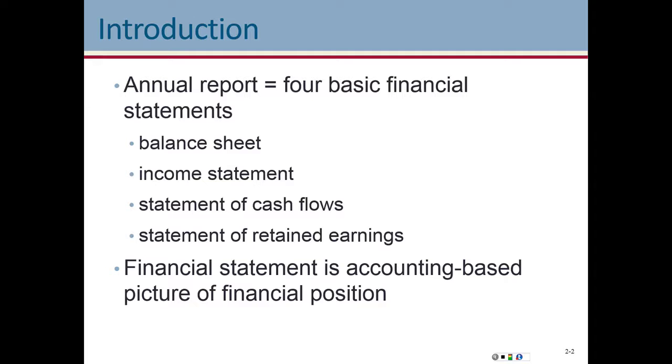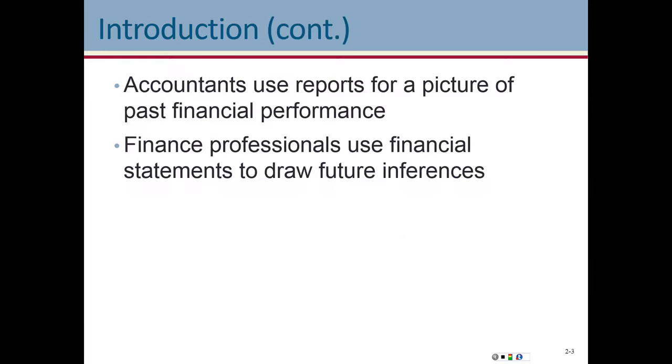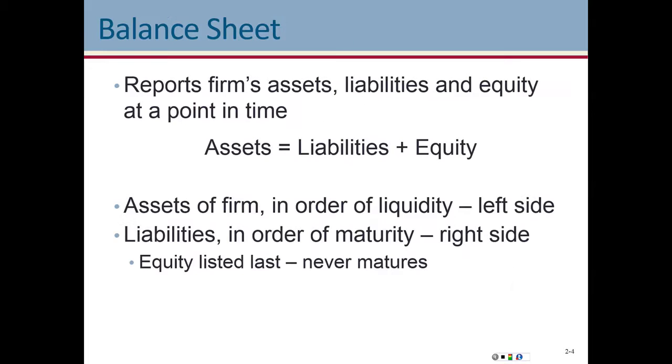So we know that there are 4 basic financial statements: the balance sheet, income statement, cash flows, and retained earnings. This is what we have so far in the books, letting us know about the state of the corporation, right? This is past performance. If you are working in finance, you will use this information in order to make future projections. However, accounting is based on the past.